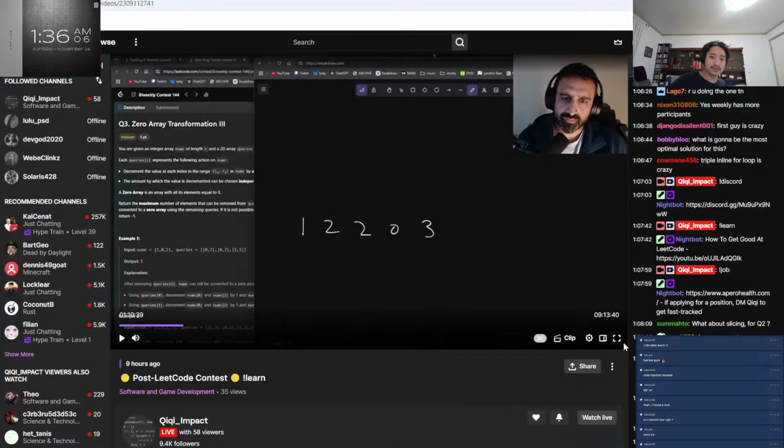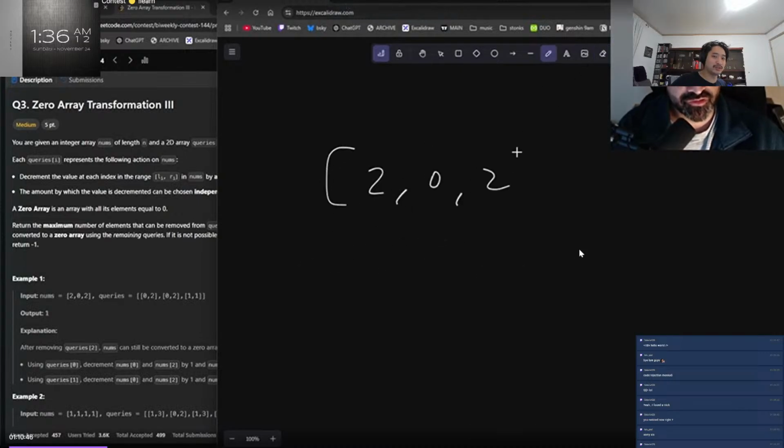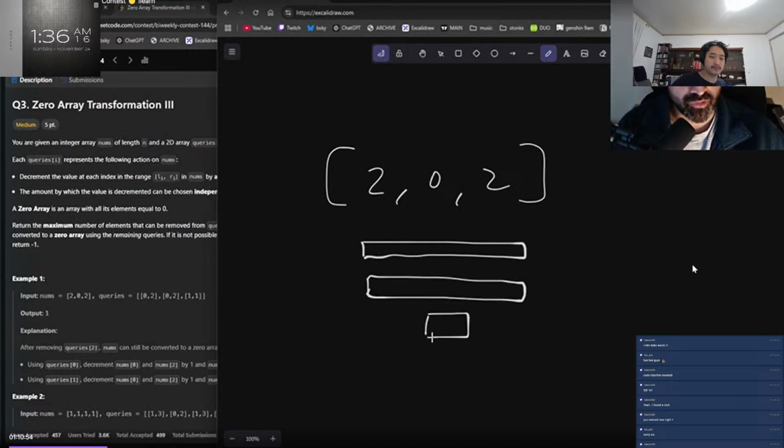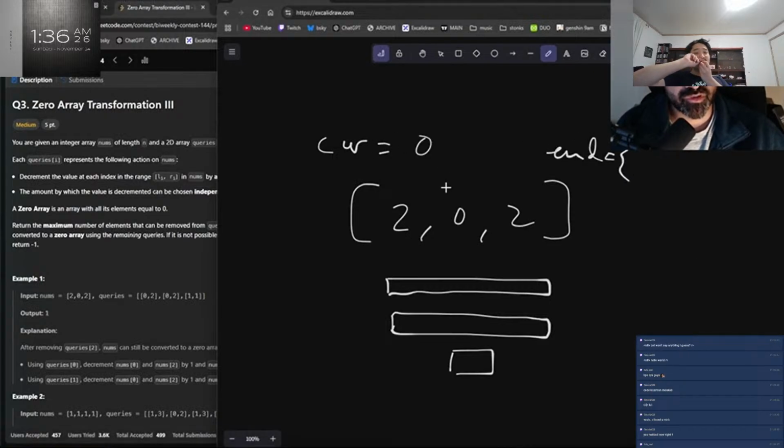I want to understand what he did here. We'll just go through example number 1, and then I will see your submission. Nums is 2, 0, 2, and you have queries. Represent the queries as intervals, 0-2, 0-2, and 1-1, and sort them by start time. Now the idea here is that you have a current number and a mapping. The current stat count is 0. You just initialize it to 0.